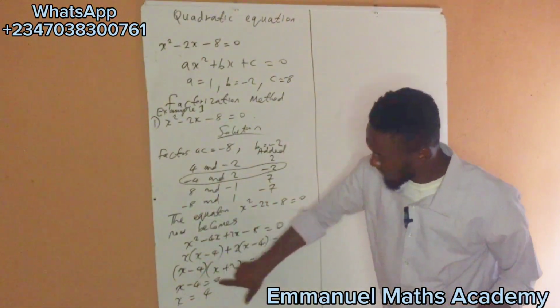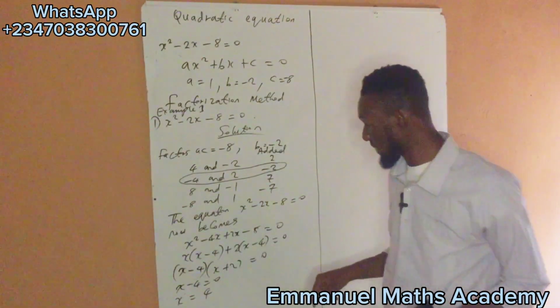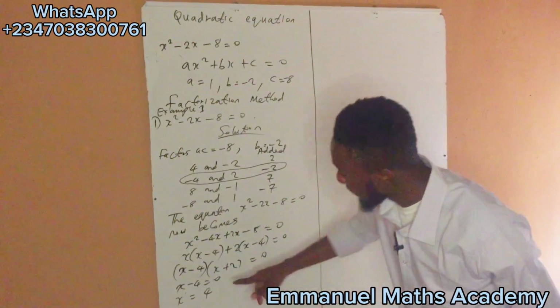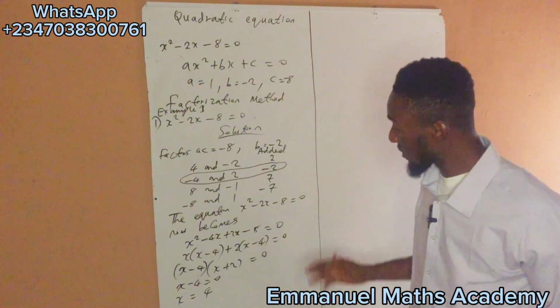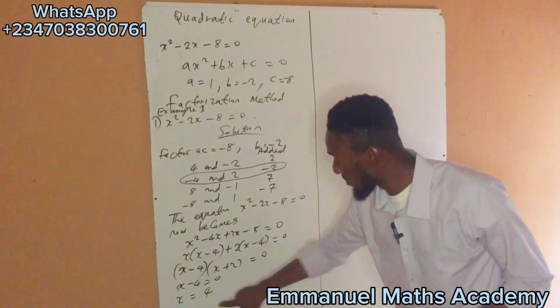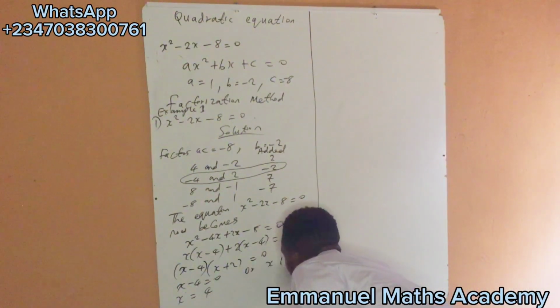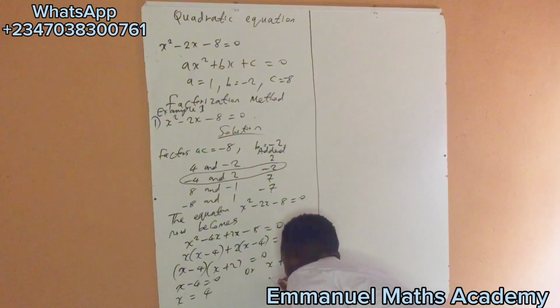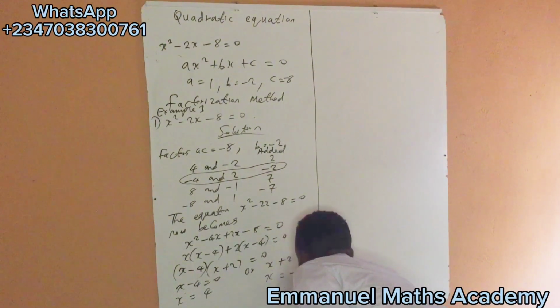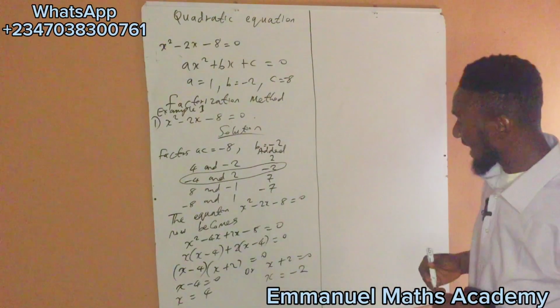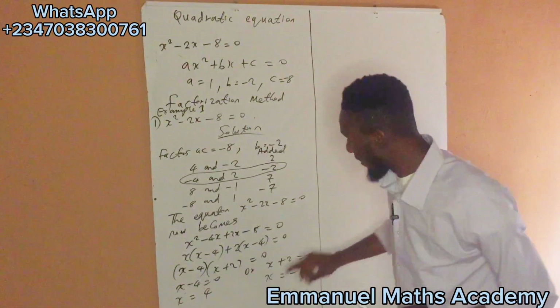You take minus 4 to this side, and when the sign of subtraction crosses the sign of equality, it changes to addition. You have x equal to 4. Or when x plus 2 is equal to 0, we have x to be minus 2. So x is either 4 or minus 2.